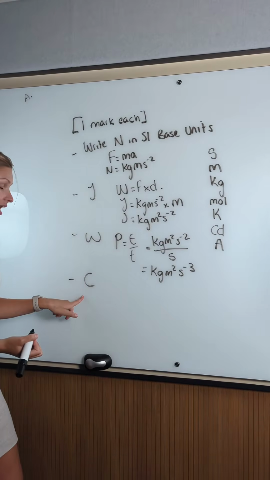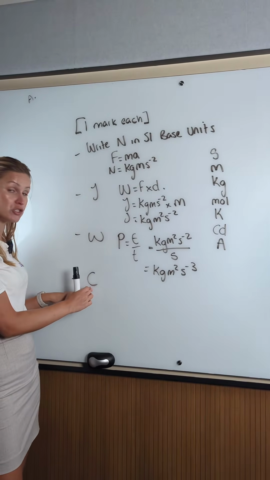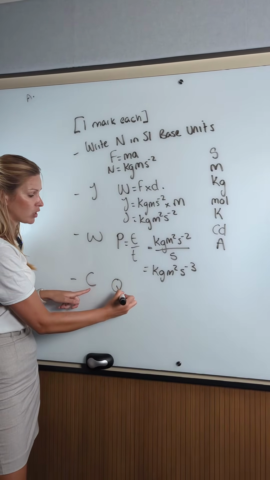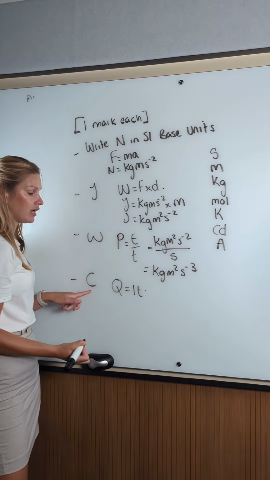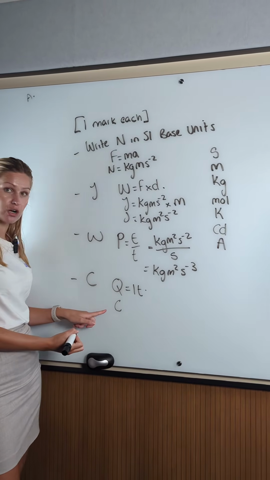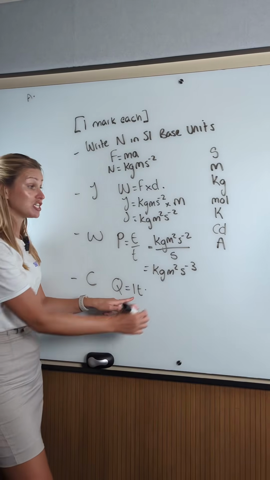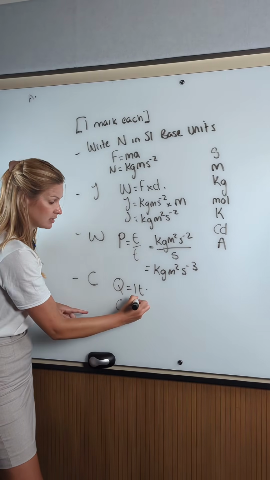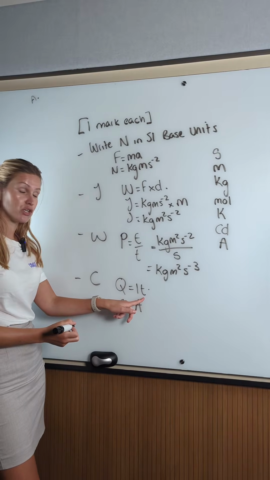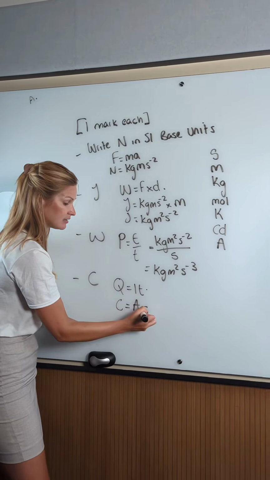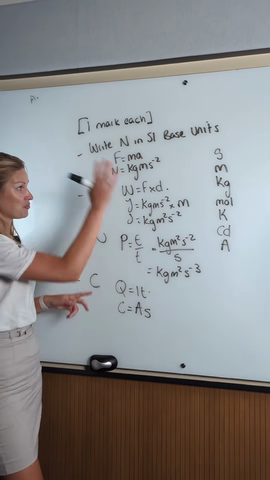And then the last one we're going to look at is the coulomb. So the coulomb is the unit for charge. The equation for that one is Q equals IT. So to find what a coulomb is, the unit for charge, I need my unit for current, which is an SI base unit, amps, multiplied by the SI base unit for time, which we know is seconds, and that one's easy, so it's done. So that's grand.